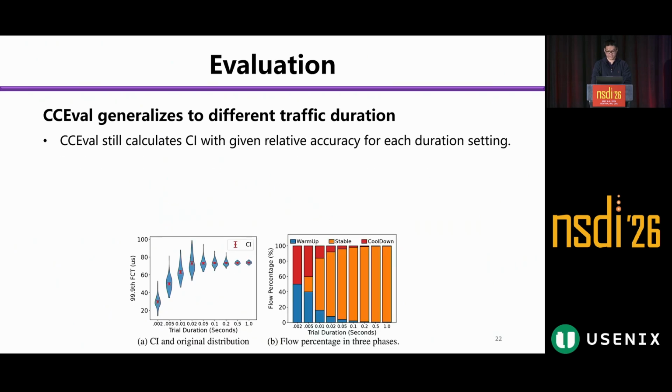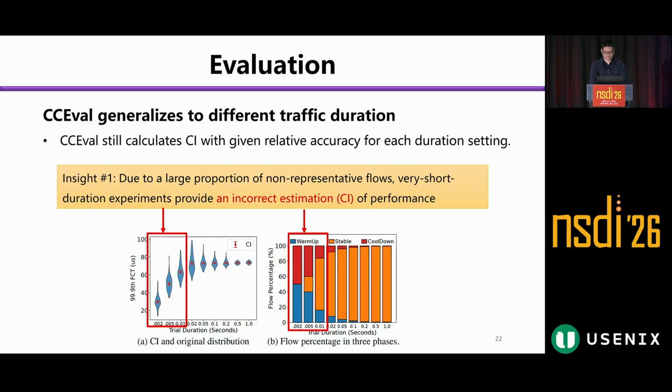So another important factor is traffic duration. CCEval can calculate confidence intervals with the required relative accuracy across different duration settings, but duration changes the meaning of the quantile and the quality of the samples. So the first insight is that very short experiments may contain many non-representative flows. So the resulting confidence interval can describe the wrong performance distribution.